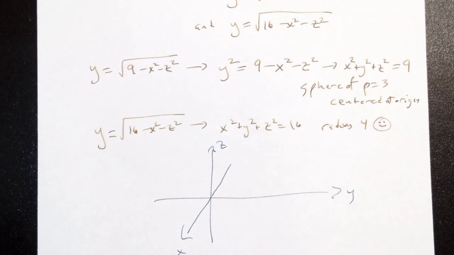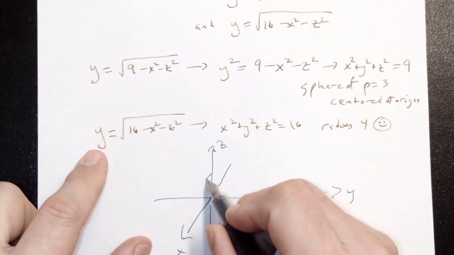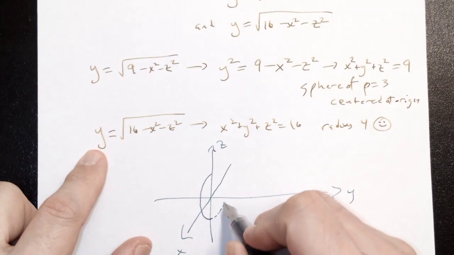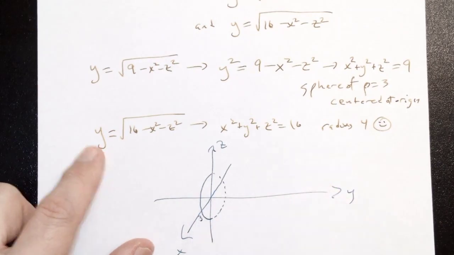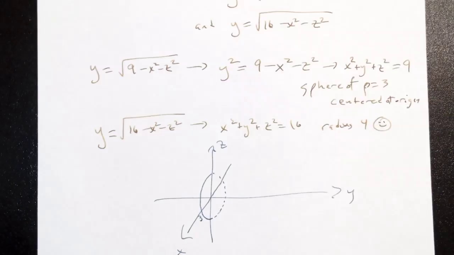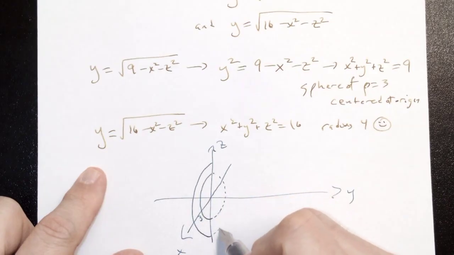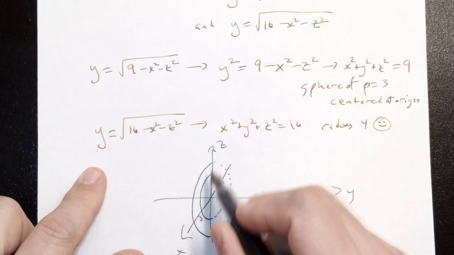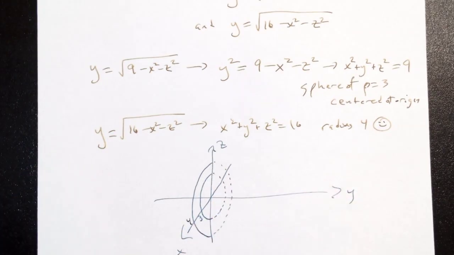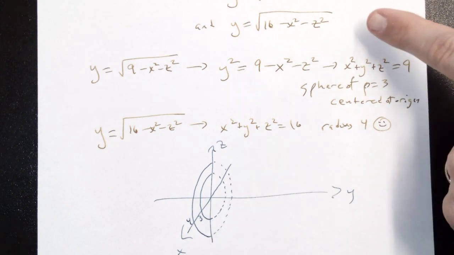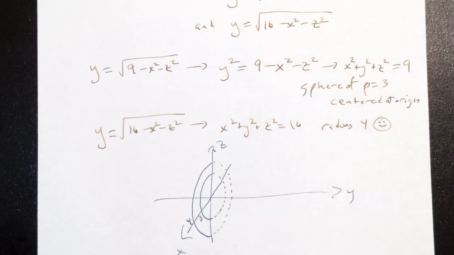On the xz plane, I will have a circle of radius 3. On the xz plane, I will have a circle of radius 4. And on the left side, sorry, wait a minute, on the right side, these are positive square roots. Positive square roots, right side. On the right side, I'll have hemispheres.